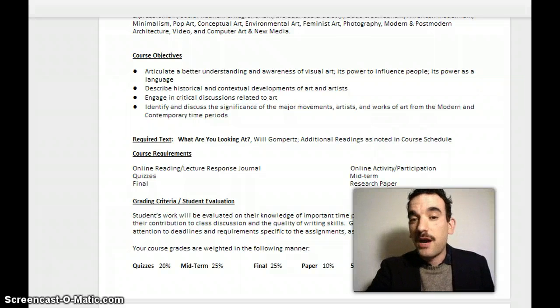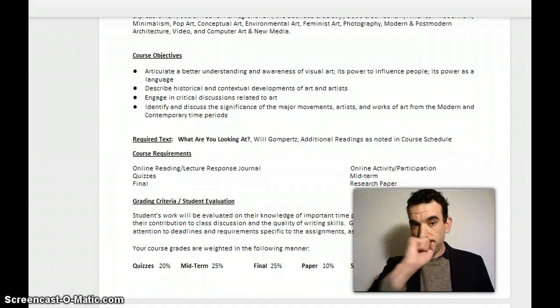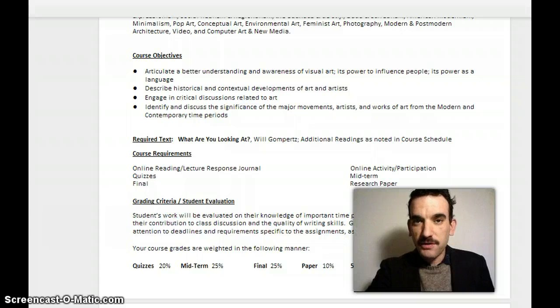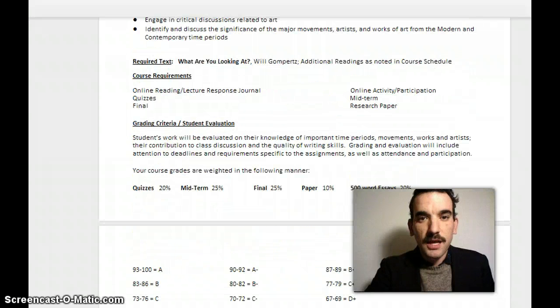Second thing, describe historical and contextual developments of art and artists. This is a chronology, so we're going to be going through in order, through a series of written essays. We're going to have a critical discussion about the things we're talking about. And those essays are in the assignment section of Blackboard. And then discussing the major movements, which I just said is kind of a big deal.